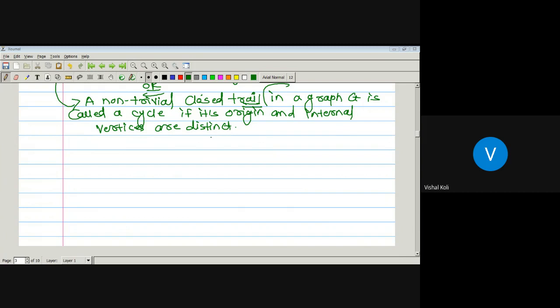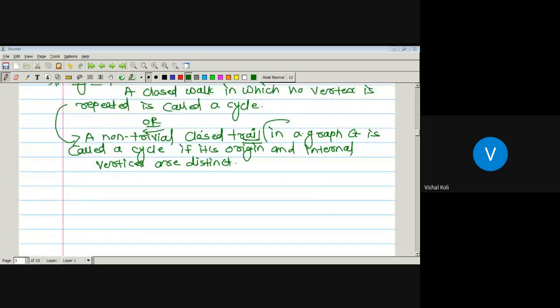So either we can say a non-trivial closed trail in a graph G is called a cycle, or a closed walk in which no vertex is repeated is called a cycle. Both have the same meaning.